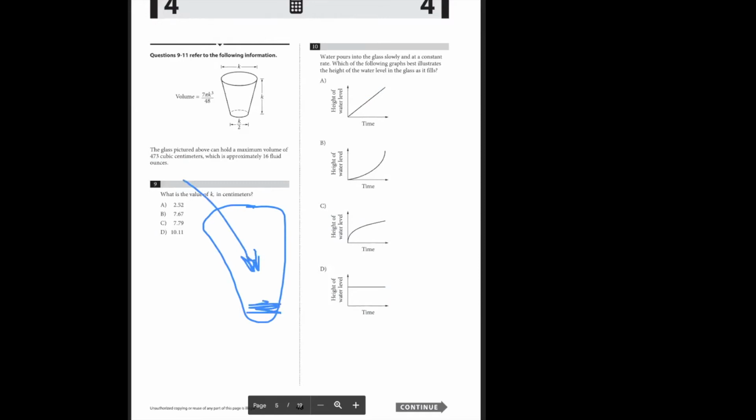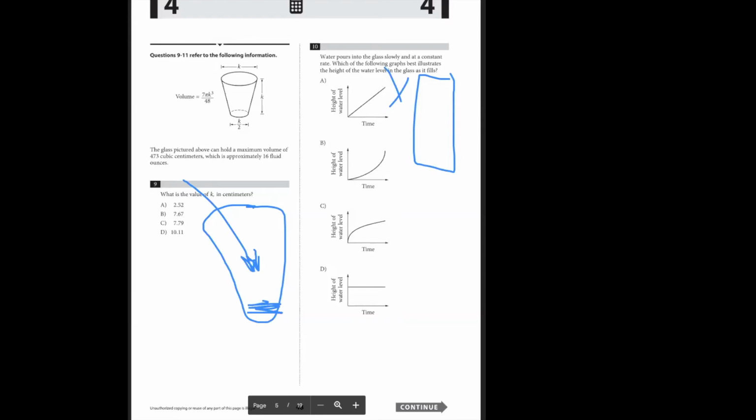But as the cup starts to expand and get wider, it's obviously going to take more time to fill up that whole space, because there's more space now, there's more volume. So what kind of matches what we were saying? Well, it's not going to be a constant rate, because if it was a perfectly cylindrical cup, then it would be a constant rate. So that's no.